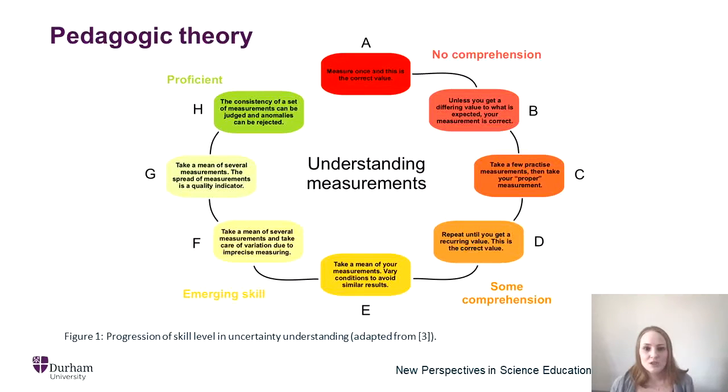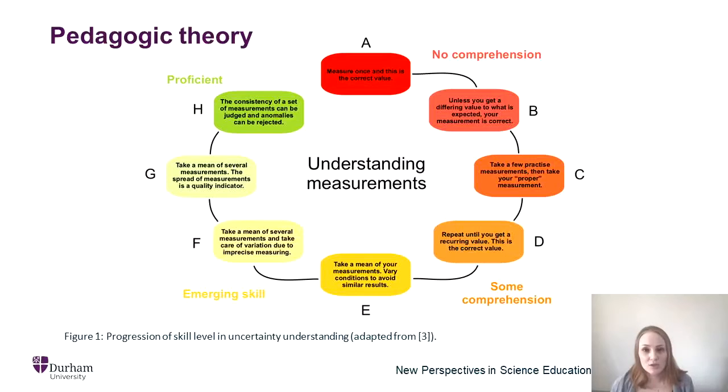Then they might realise that you need to take a mean of several measurements and that the spread of this is actually an indication of the quality of your data set. And finally, at the top, under the proficient category, they might realise that the consistency of a set of measurements can be judged and that you can reject any anomalies that you find. So we would hope that wherever our students come in on this wheel, that we would be able to get them to the green zone by the end of the module.